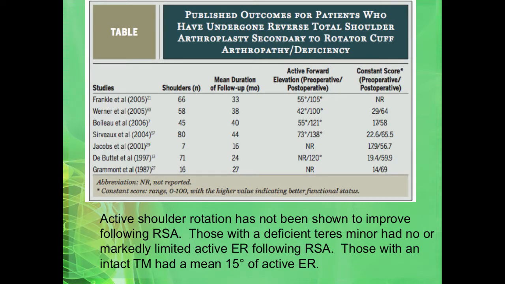So this was a study that looked at outcomes for patients who underwent a reverse total shoulder arthroplasty secondary to rotator arthropathy or deficiency. They found that active shoulder rotation was not really shown to improve after a reverse total shoulder, and those who had deficient teres minor had really marked limited external rotation following this procedure. Those who had an intact teres minor had an average of 15 degrees of active rotation. Now, since this study was published, there have been some modifications to the procedure so that these numbers are actually much more functional.